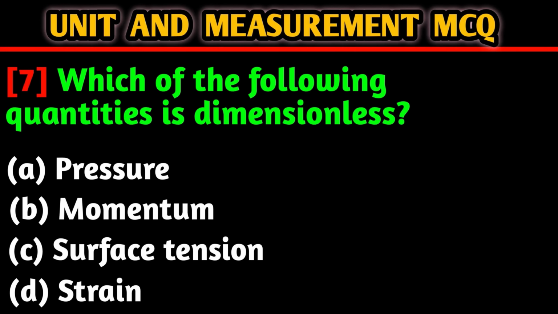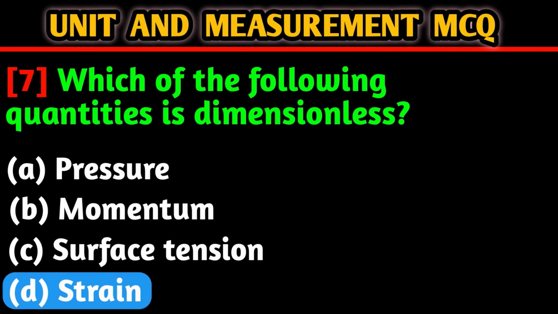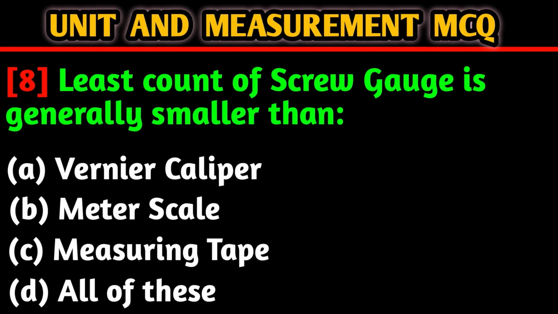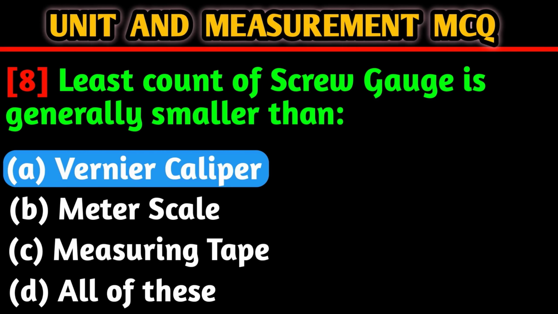Question number 7. Which of the following quantities is dimensionless? Option A, pressure. Option B, momentum. Option C, surface tension. Option D, strain. And the right answer is option D, strain. Question number 8. Least count of screw gauge is generally smaller than? Option A, vernier caliper. Option B, meter scale. Option C, measuring tape. Option D, all of these. And the right answer is option A, vernier caliper.